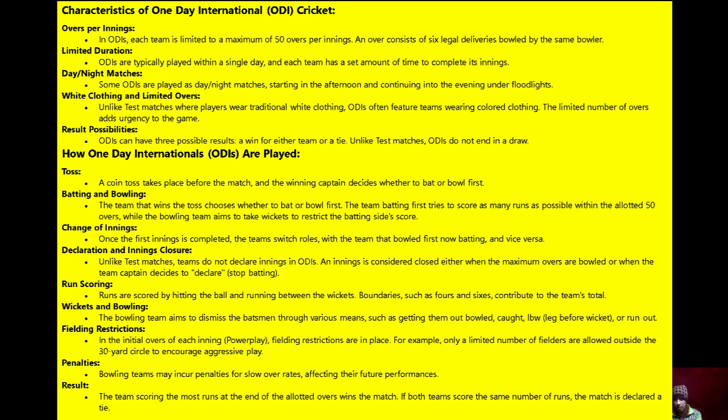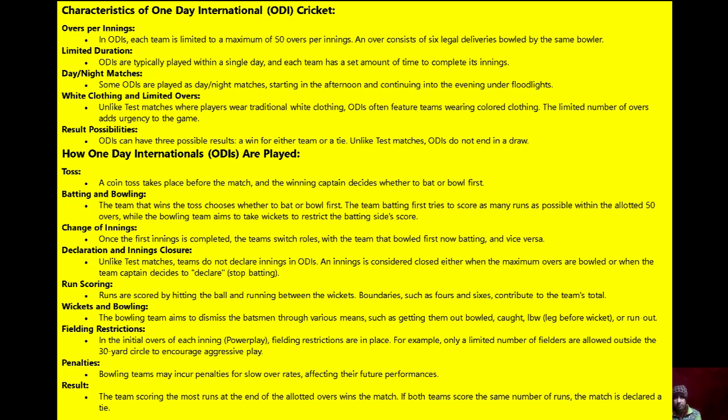Next point, wickets and bowling. The bowling team aims to dismiss the batsman through various means such as getting them out, bowled, caught, LBW, that is leg before wicket, or run out.